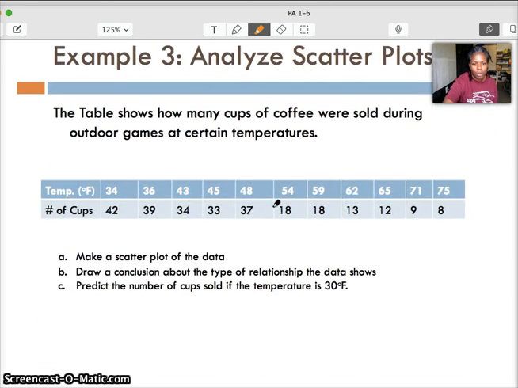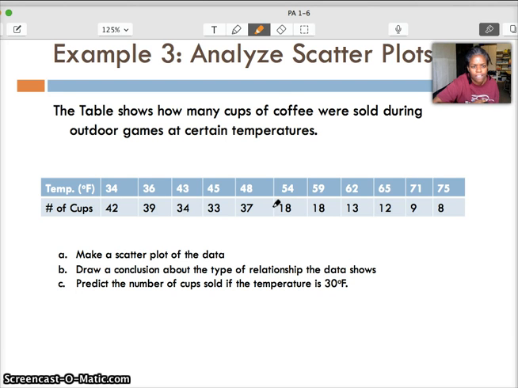Do we have another one? Okay, example 3. I think this is our final one. The table shows how many cups of coffee were sold during an outdoor game at certain temperatures. As we're looking at the relationship, we see that we're relating temperatures and number of cups of coffee. When it's low, we're selling a lot of cups of coffee, and as the temperature increases, it seems like we are selling fewer cups of coffee.